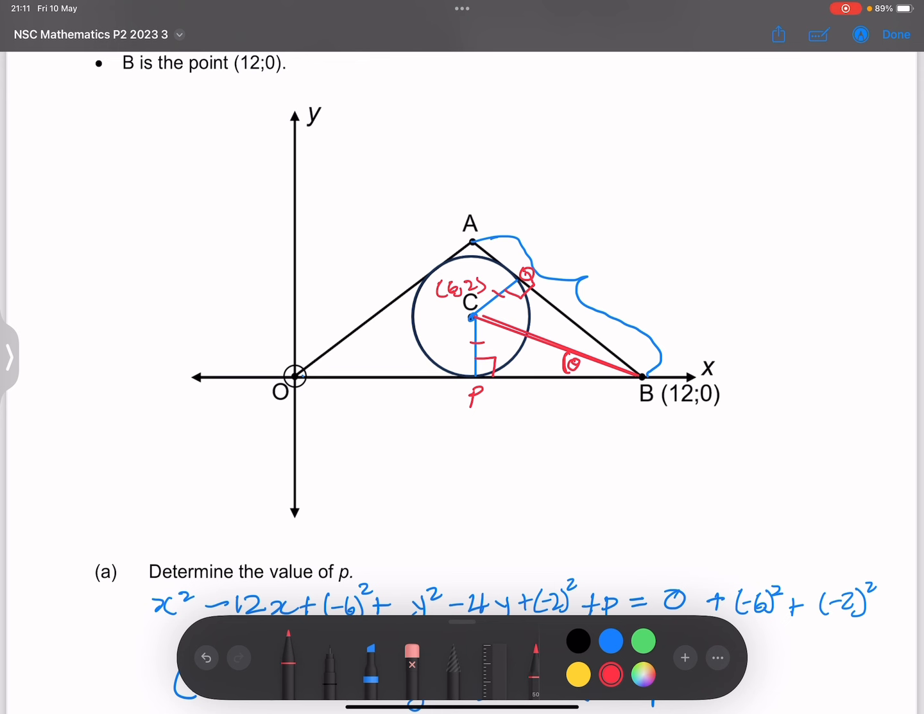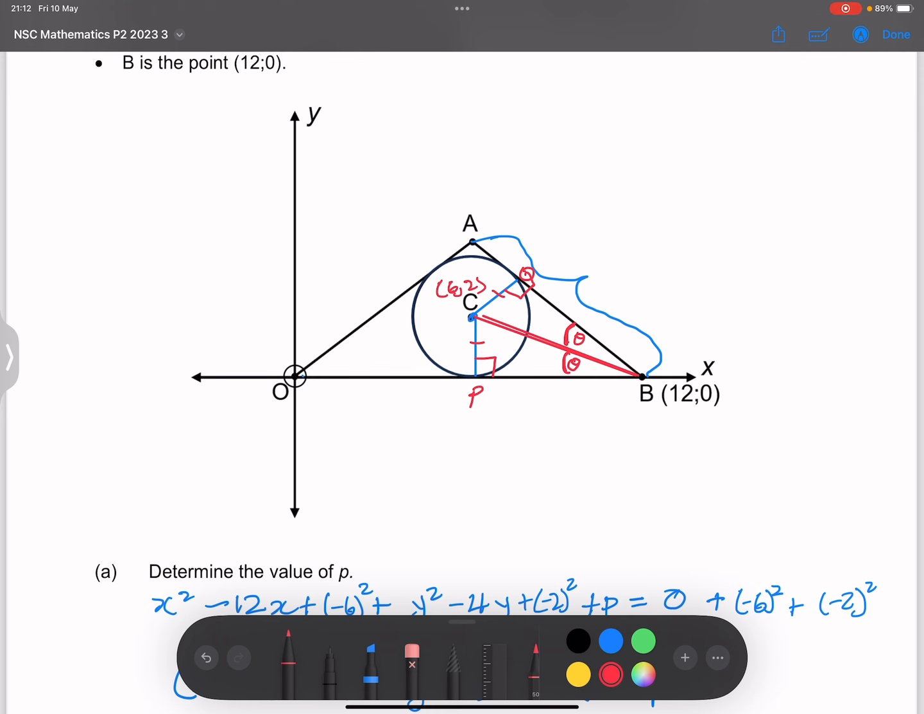So what does that mean? It means if we could find the angle there, we can also find this angle here. It would also be equal to theta. We can then get the angle that AB makes with the horizontal, and we can then determine the equation. I hope that that makes sense, ladies and gents.